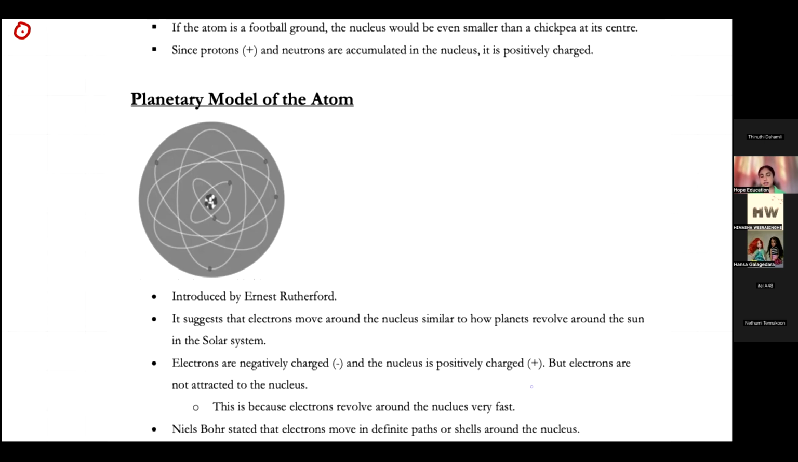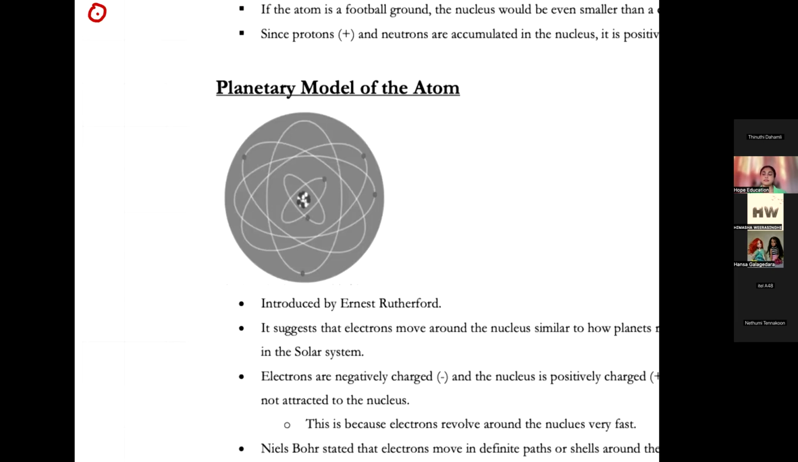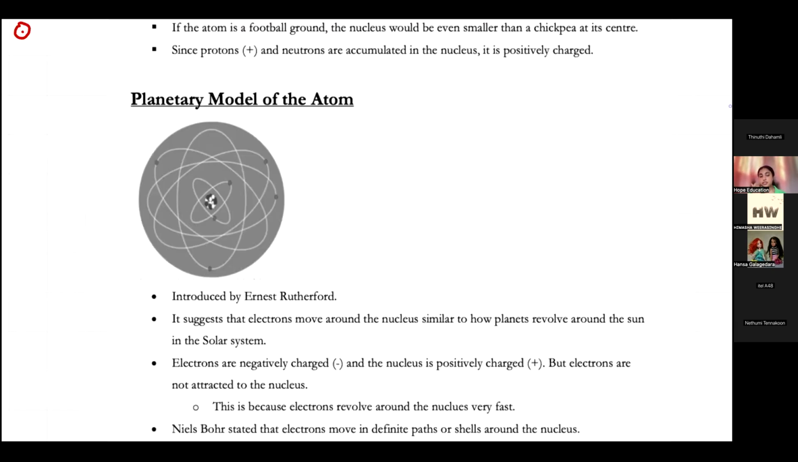I'm getting two different answers. Others, what do you think? How many planets are there in the solar system? A lot of you say 8, some of you say 9. Actually, currently we have only 8 planets: Mercury, Venus, Earth, Mars, Jupiter, Saturn, Uranus, Neptune.